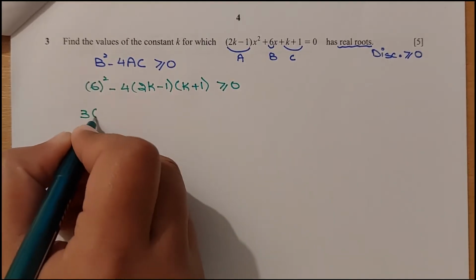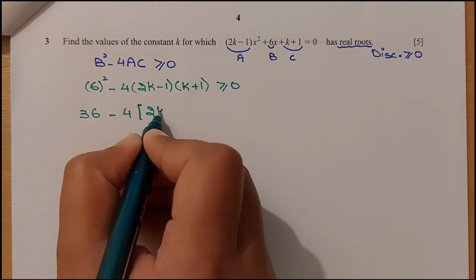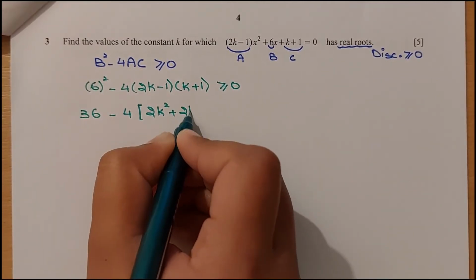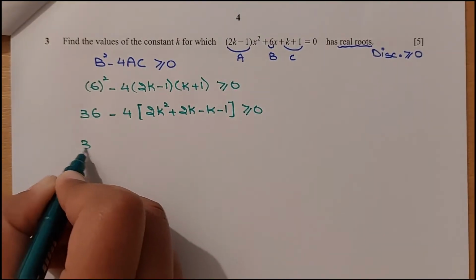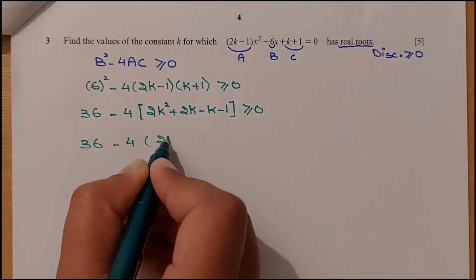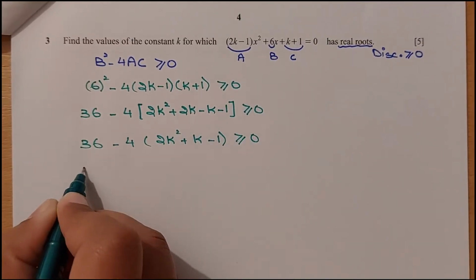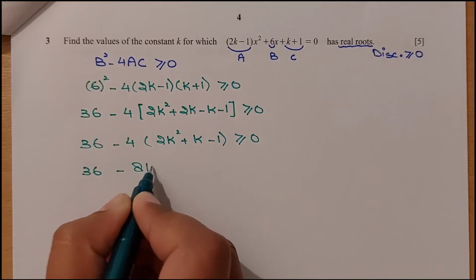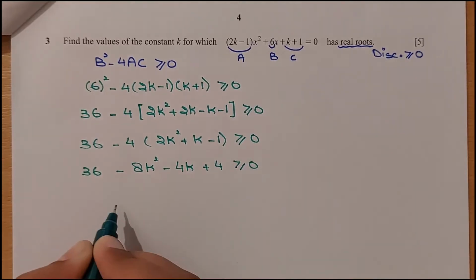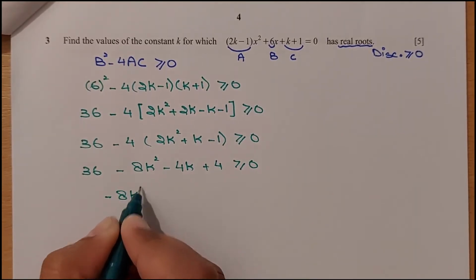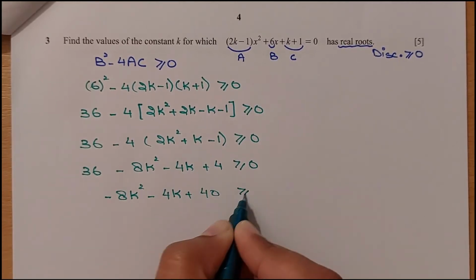6 square is 36, minus 4 is outside. Let me multiply the terms. 2k times k is 2k square, plus 2k minus k minus 1, is greater than or equal to 0. So we have 36 minus 4 into 2k square plus k minus 1 is greater than or equal to 0. Here we have 36 minus 8k square minus 4k plus 4 is greater than or equal to 0, or minus 8k square minus 4k, 36 plus 4 is 40, is greater than or equal to 0.